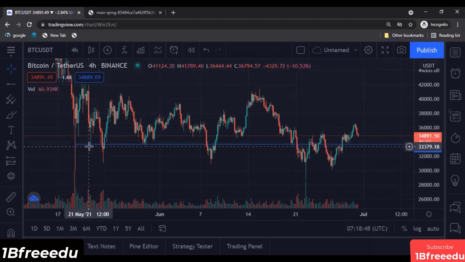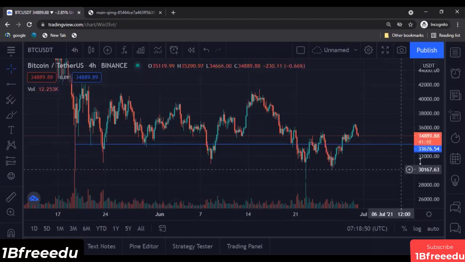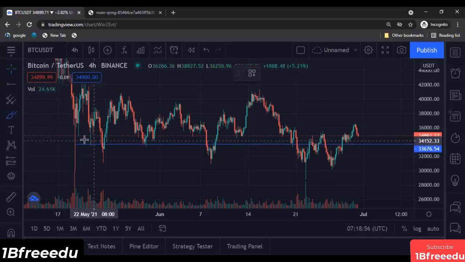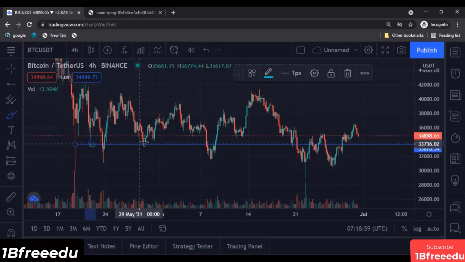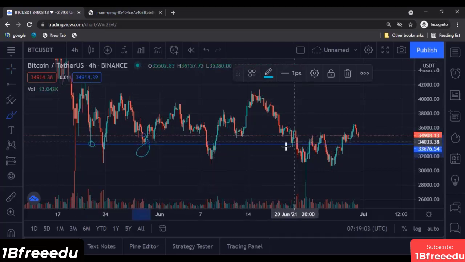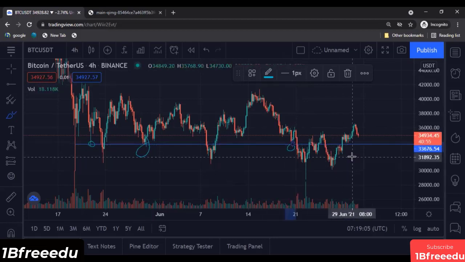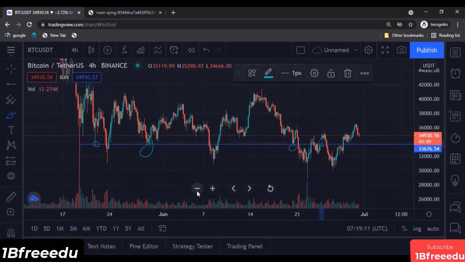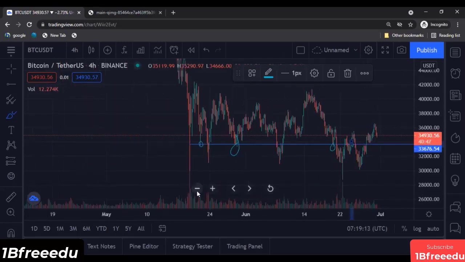Whenever the price touches this point, which is 33,676, it has bounced back. So let me show you, right here, it has bounced back. From here, it has bounced back. And from here, and from here as well, it has bounced back. So basically, this point is the support point.